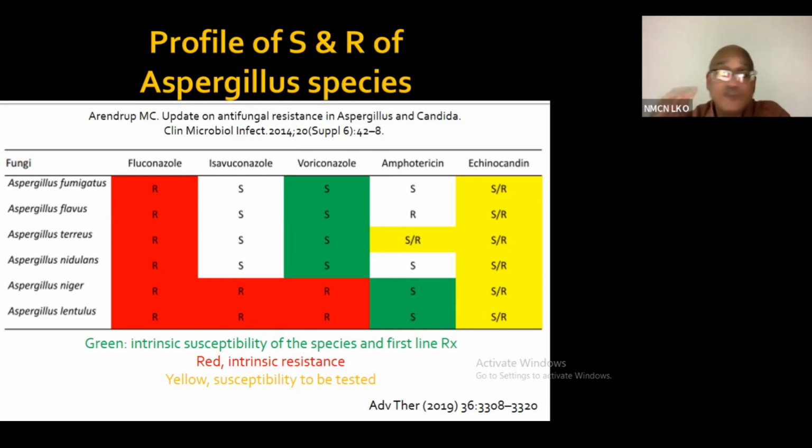Then for amphotericin B, remember, you were now thinking that it will cover all strains of Aspergillus, but look at the last ones, niger and lentulus, it does not. It is resistant to the flavors. It is resistant to flavors. So you have to know your antifungigram within your hospital, within your area to understand this.